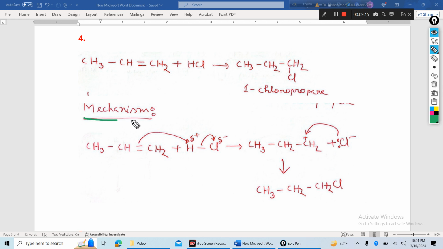Now this is the mechanism, you see. Chlorine takes electron and becomes a chloride ion, and the carbon-carbon double bond, pi bond gives electron to hydrogen and takes this hydrogen. Hydrogen is added to this carbon, so this becomes CH2 and the right-hand carbon becomes positive. Now chlorine is added to the positive carbon to produce 1-chloropropane.